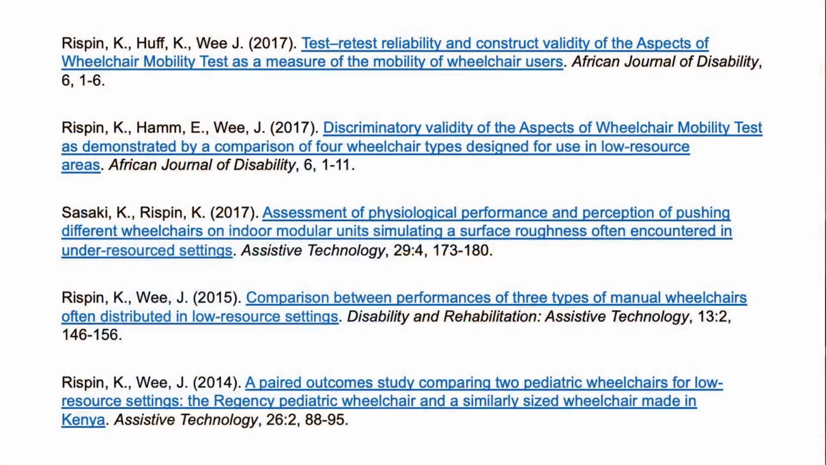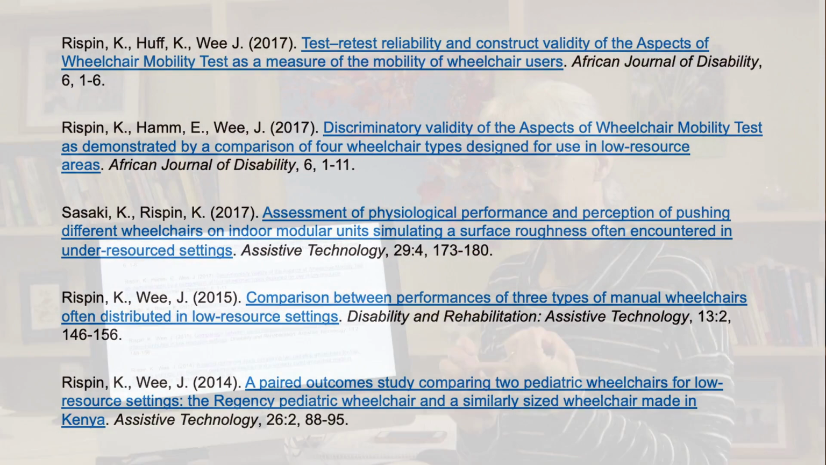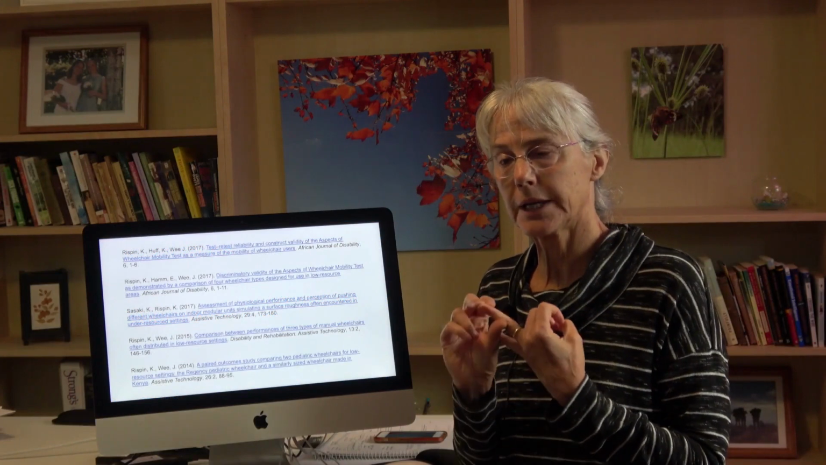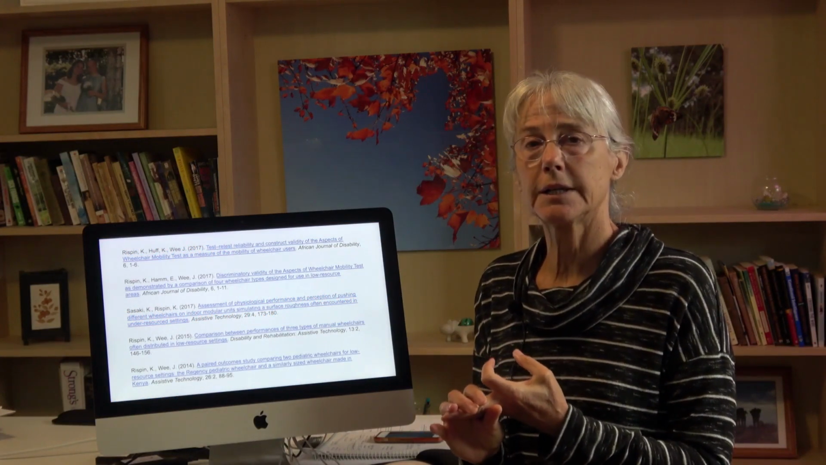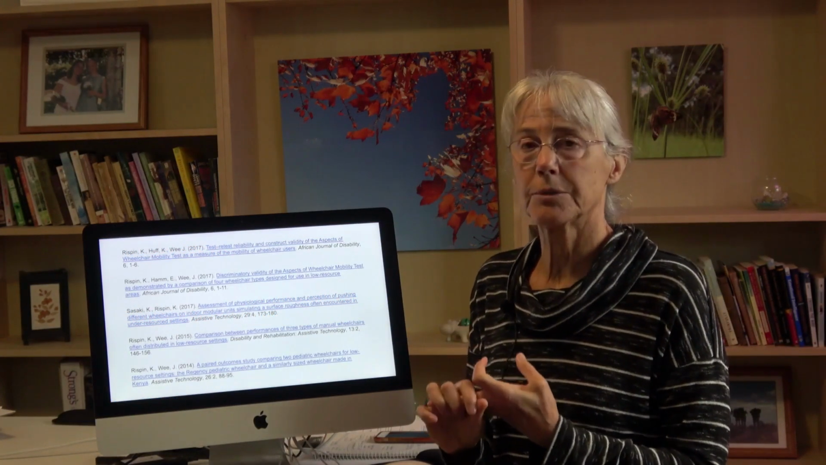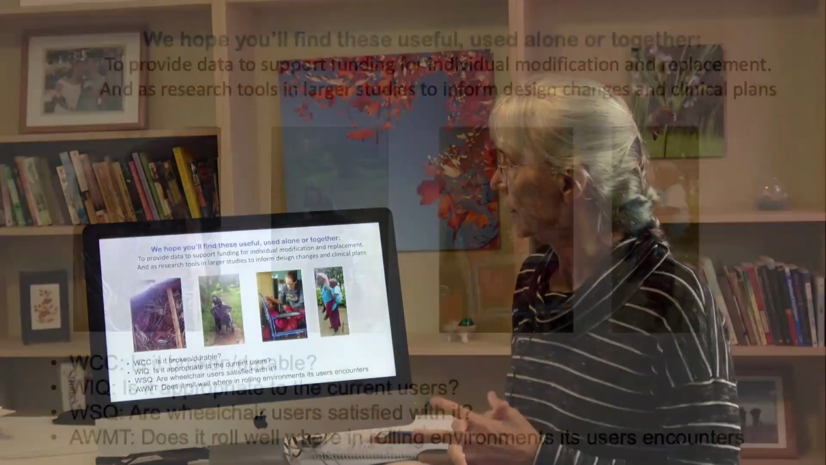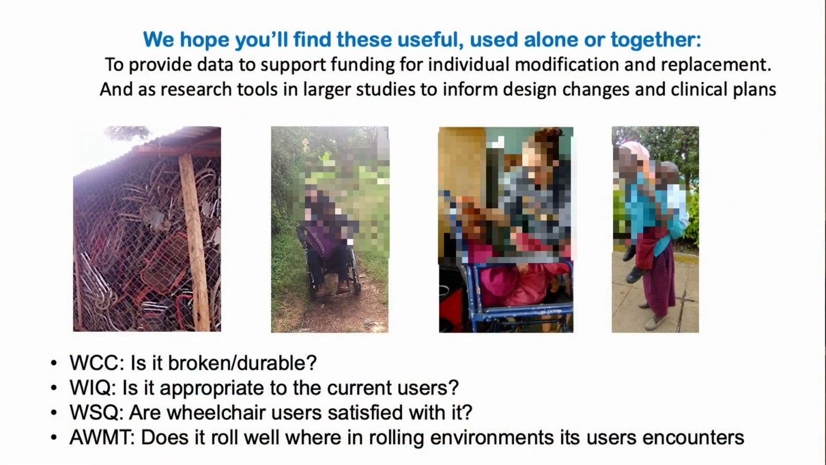Here are 5 studies. Again, this has been validated, construct validity and test-retest reliability, and it's been used in studies that indicate its high discriminatory validity. So we hope you'll find these tools used singly or altogether helpful in your practice, both in larger studies and especially to support evidence-based data that will facilitate the replacement or repair necessary for a wheelchair user.